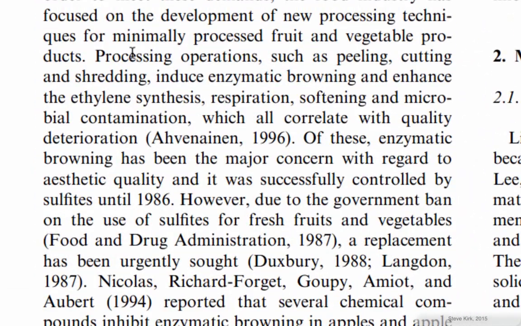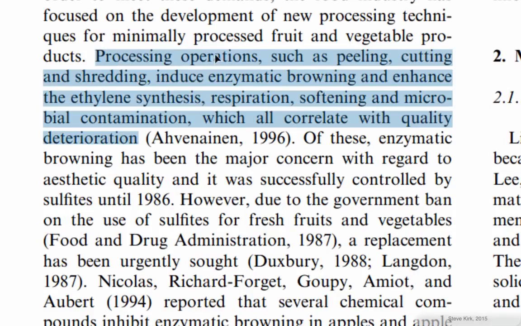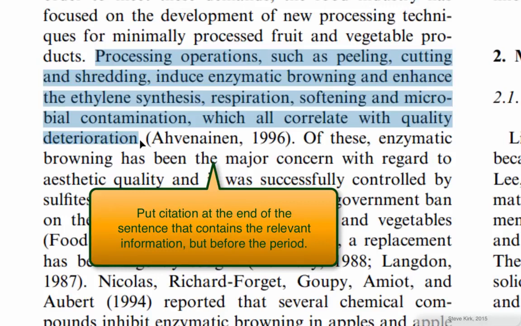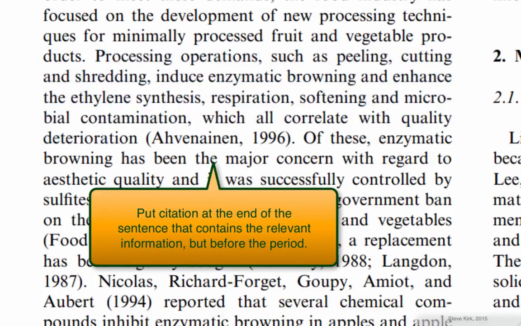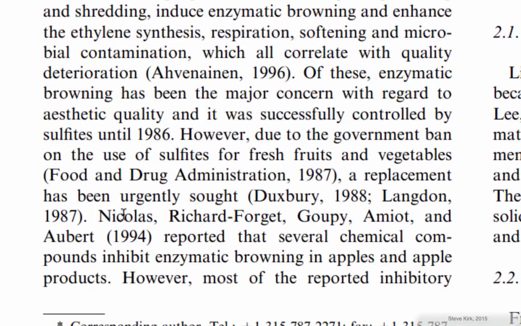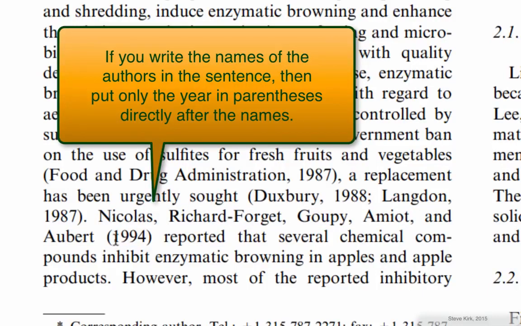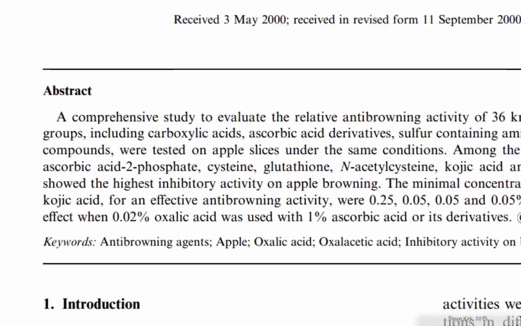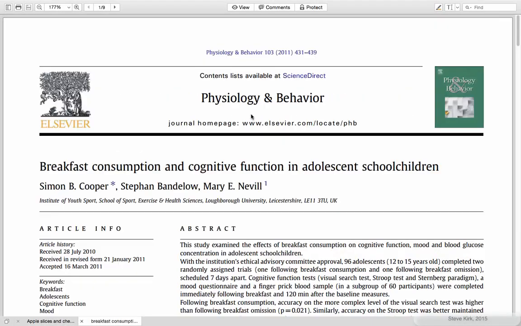Depending on the way you write the sentence, in this case, they wrote the sentence like this: processing operations such as peeling, cutting, and shredding, and so on. And then this is where that information came from. If you use the names of the authors like this, Nicolas, Richard Forget, and so on, and then use a verb like reported that, and explain what they found, then you only need to put the year in parentheses because we already mentioned the family names of the authors.